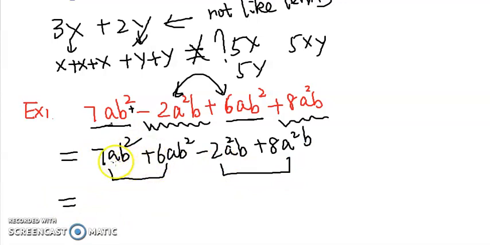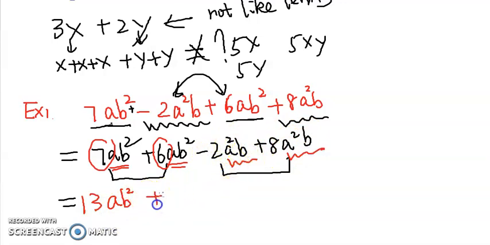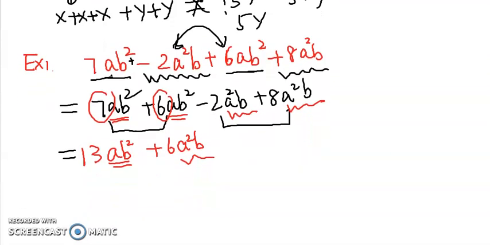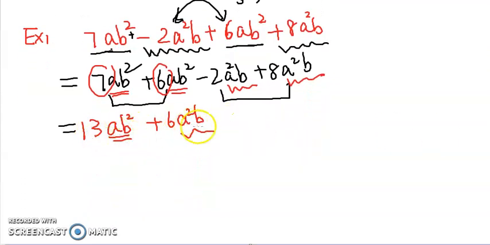And when we add like terms, we only need to add the numbers in front of them. We're not going to do anything to the variables. So it's like 7 copies of this plus 6 copies of that. We're going to get 13 copies of whatever that is, ab squared. And similarly, we have 8 copies of this and minus 2 copies of that. We're going to end up with 6 copies of whatever that is. So the variables don't change. We cannot add them further because they are not like terms.